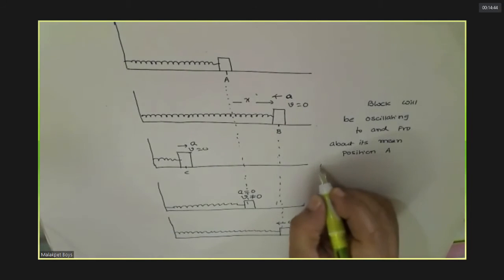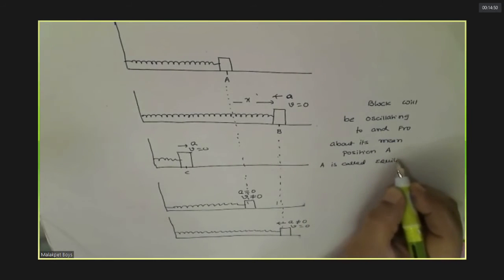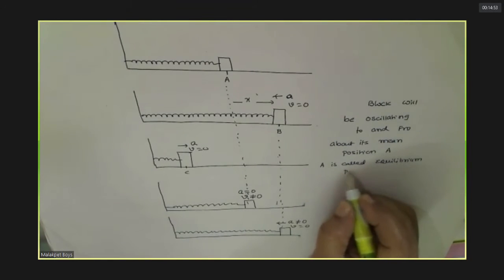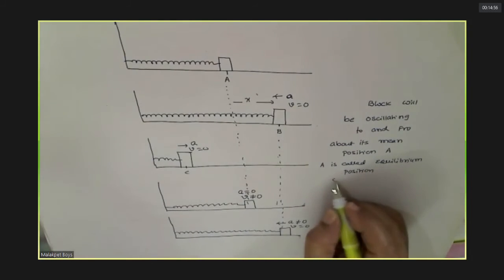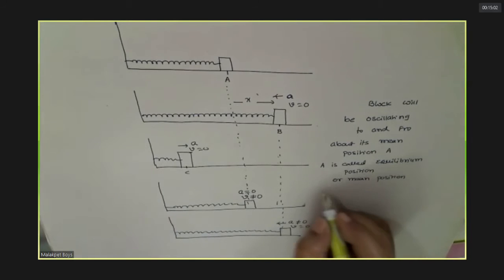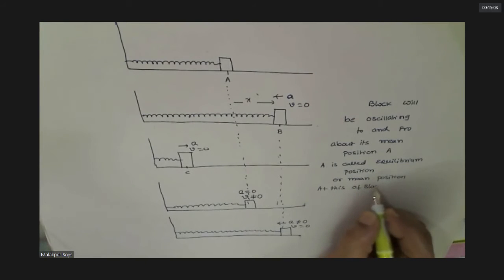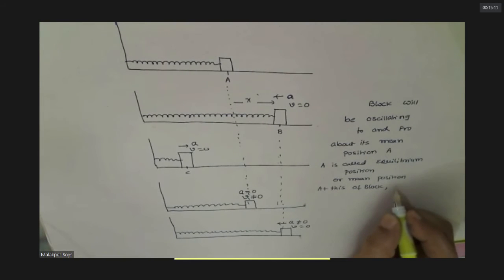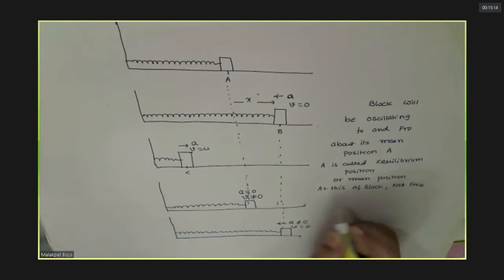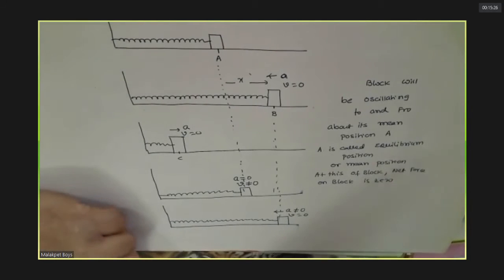Okay. A is called the equilibrium position or mean position. At this position, the net force on the block is 0. Understood this? See, why I am explaining is that in future you have the oscillations chapter. There you should understand what an oscillation is.